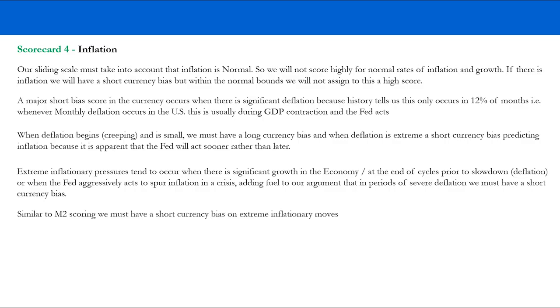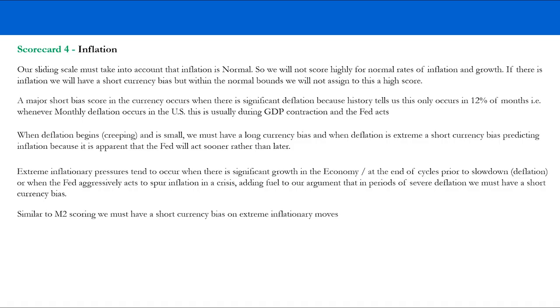Now we're going to have a major short bias score in the currency when there is significant deflation, because history tells us that this only occurs in 11-12% of months, i.e. whenever monthly deflation occurs in the US, it's usually during periods of GDP contraction and the Fed acts. When deflation begins creeping and is small, we have to have a long currency bias. And when deflation is extreme, we have a short currency bias predicting inflation, because it's very apparent that the Fed will act sooner rather than later.